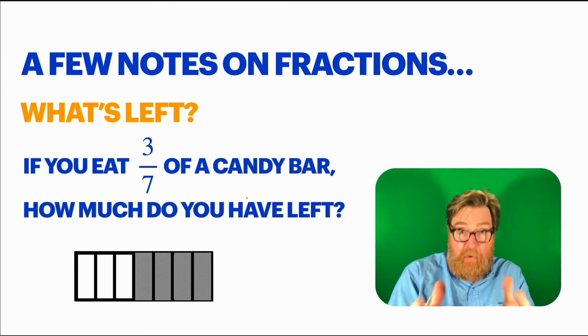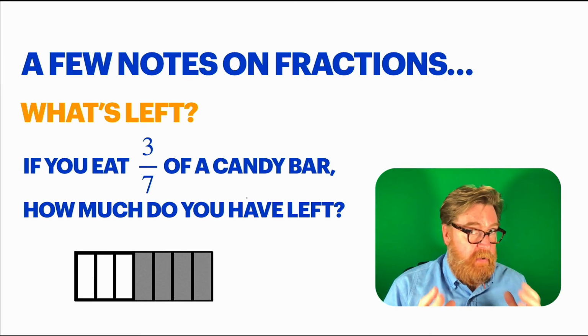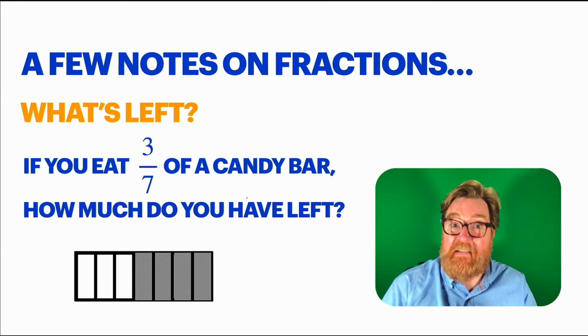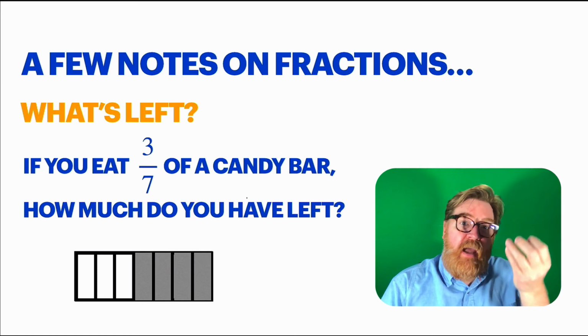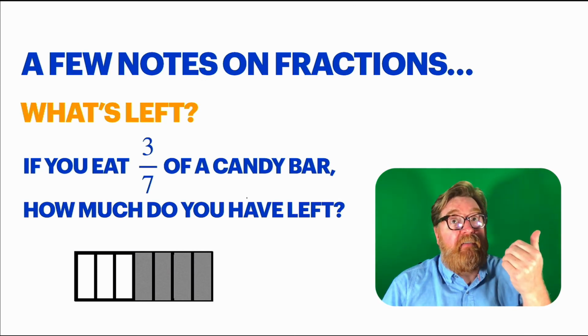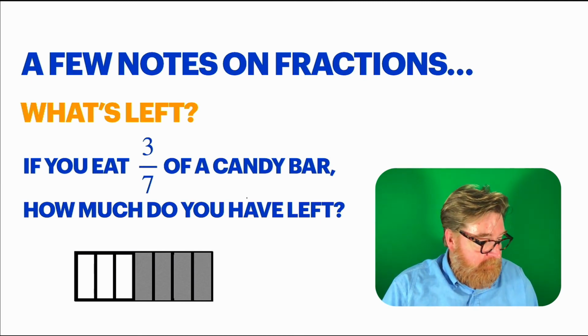Now, hopefully that visual made it totally clear, but you could also see it just from the numbers, correct? The 7 tells us we have 7 equal pieces. That's why we're talking sevenths. We only have 3 of them. So what's left? If I take away those 3 from 7, I have 4. Okay? All right.